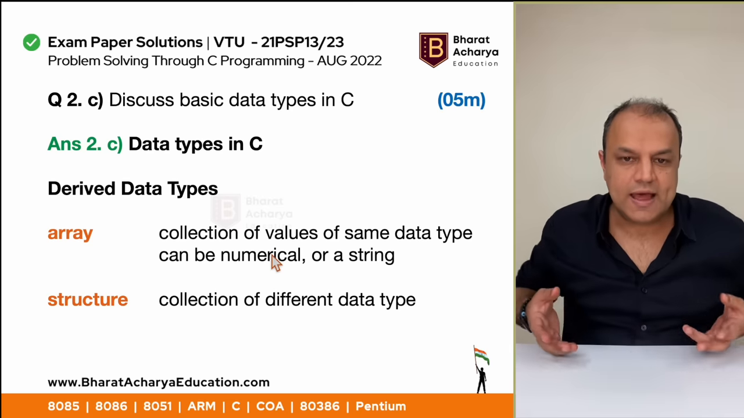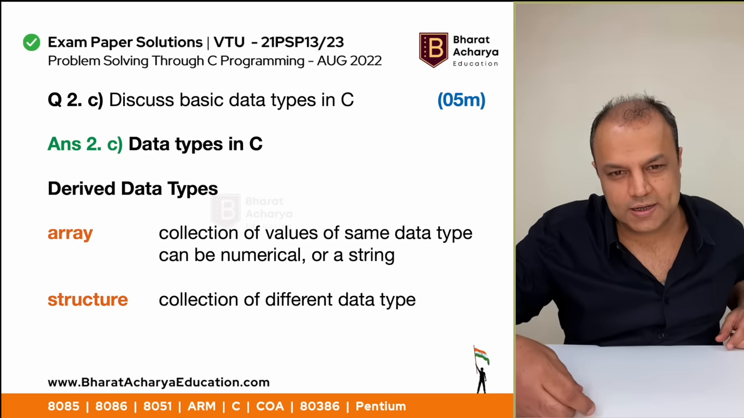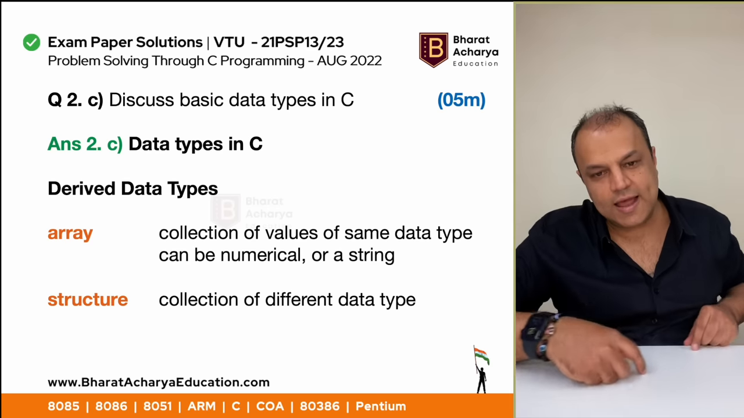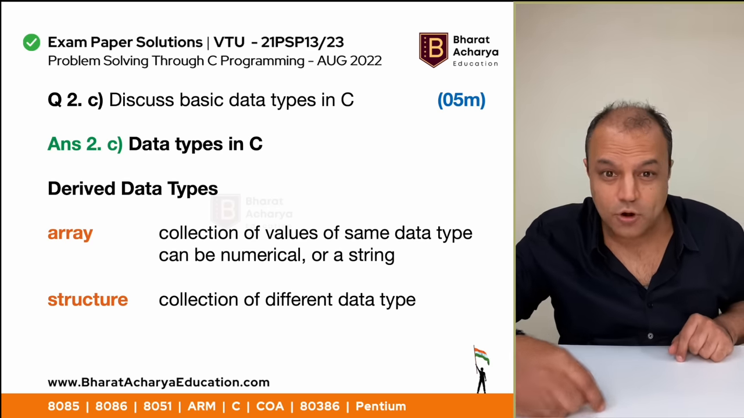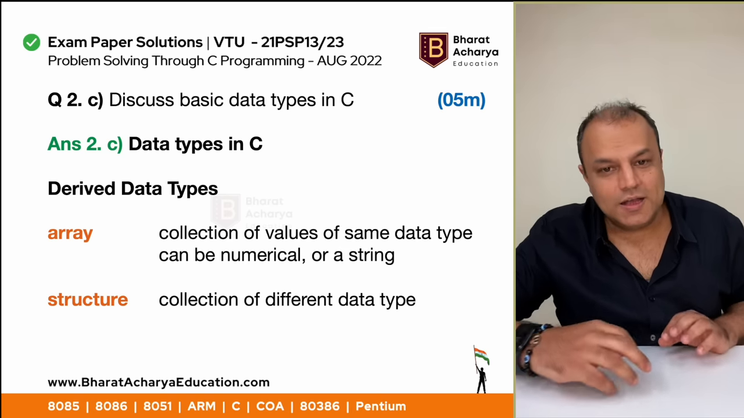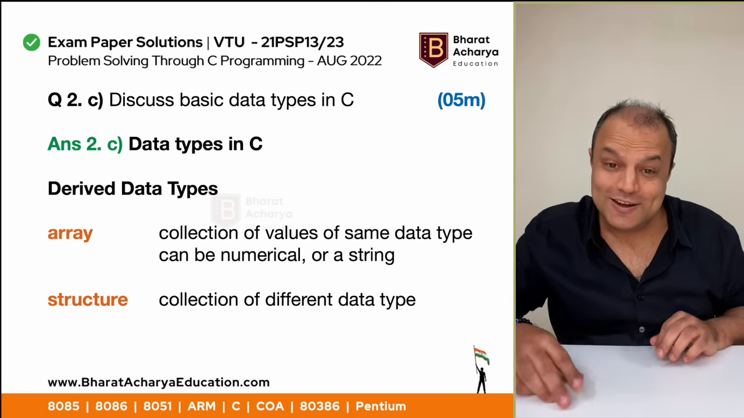And the difference between an array and a structure is, in an array, all the data that you hold should be of the same data type, like an array of all integers, or an array of all floats, or an array of all characters. An array of all characters becomes a string. A structure is where you can hold different information.